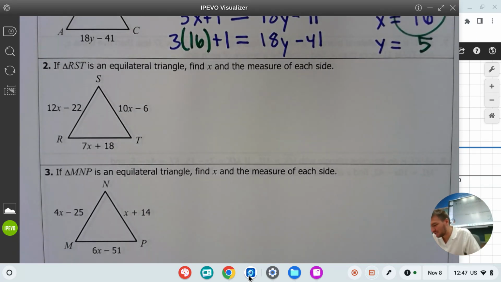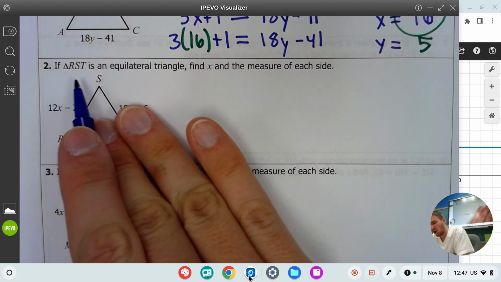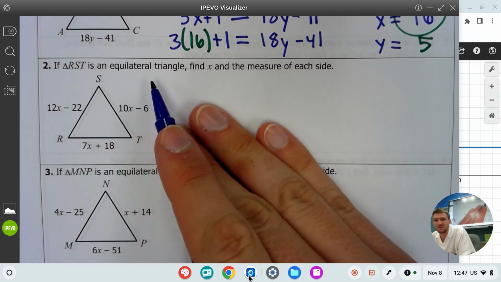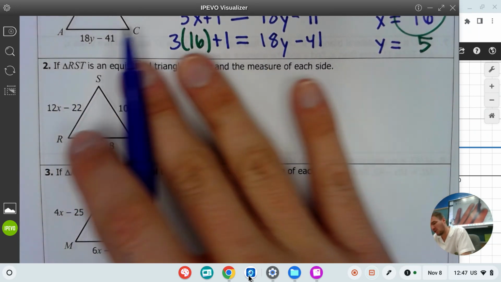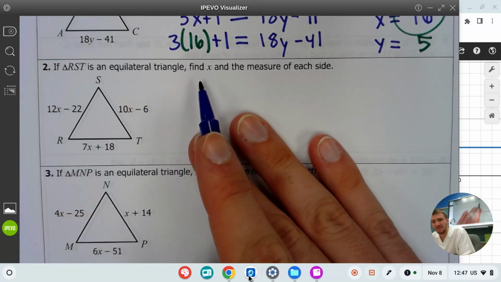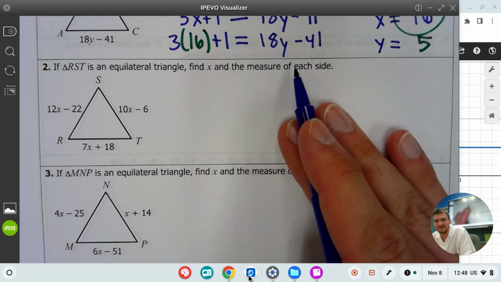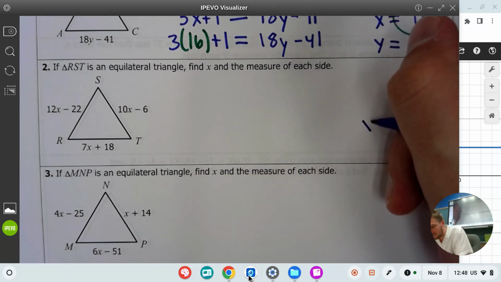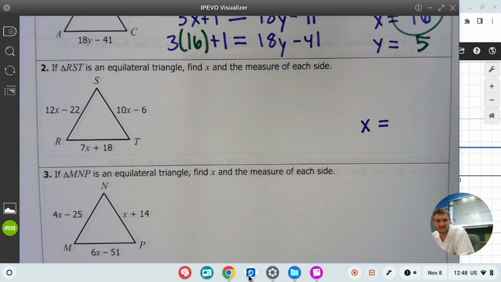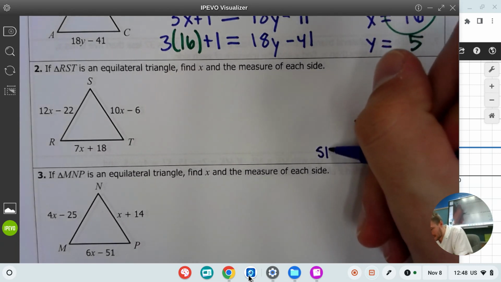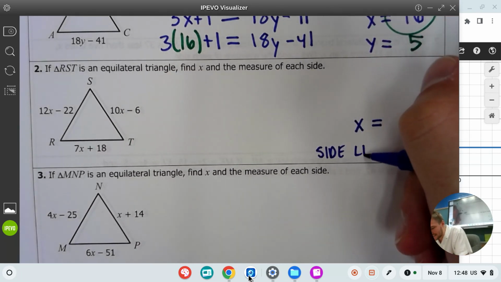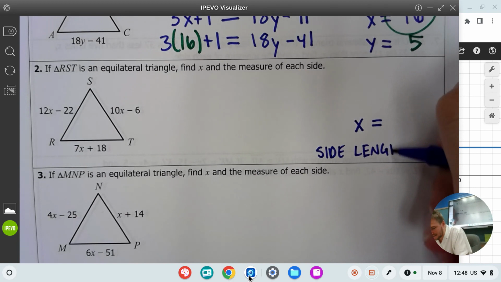Moving on to number 2, we get more information. RST is an equilateral triangle. Okay, that means all the sides are the same. Now this one says find x and the measure of each side. So now we're going to need to find x, but we're also going to need to find the side length.